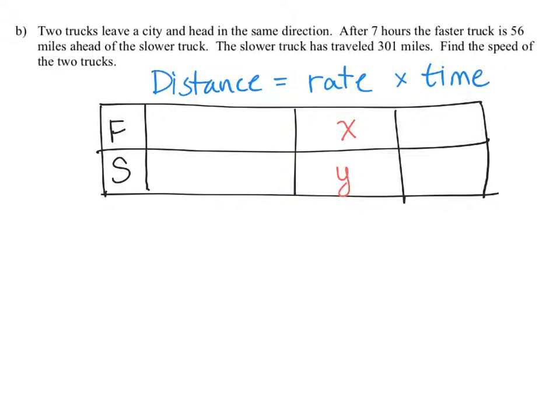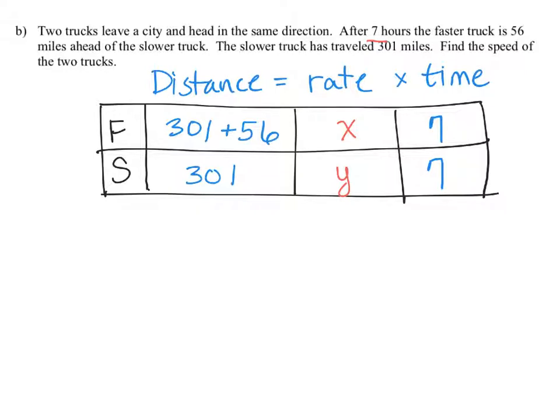We can see that after 7 hours, we have some information about how far the trucks have traveled. So we're going to let time be 7 hours. And we can see from the third sentence that the slower truck has traveled 301 miles. So we know that the distance for the slow truck is 301 miles. And after 7 hours, the faster truck is 56 miles ahead of the slower truck. So the distance the fast truck has gone is 301 plus 56.